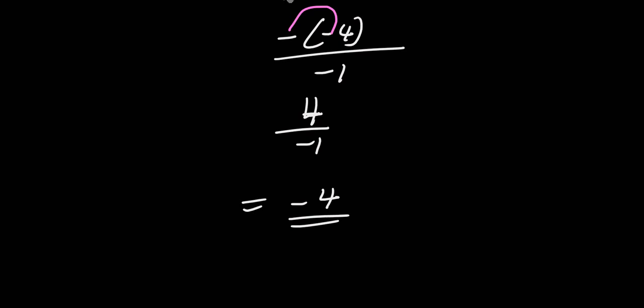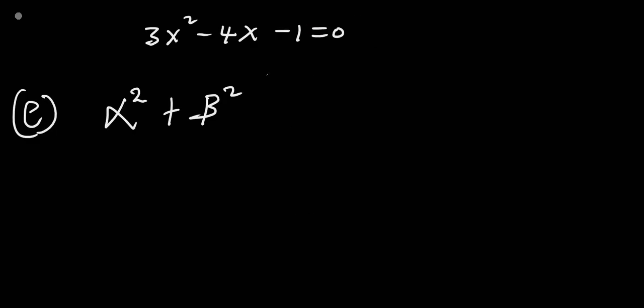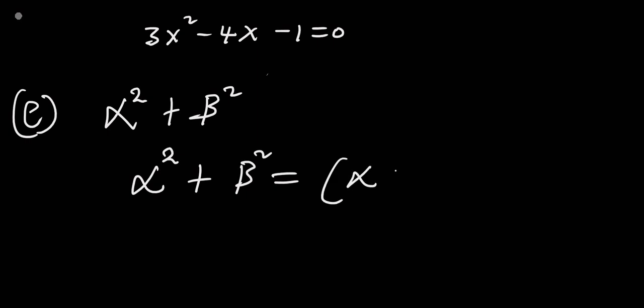All right, let's go on to the next one. Question E, alpha squared plus beta squared. To solve this problem, all we have to do is to write down the formula for alpha squared plus beta squared, or we can simply factor this, and it becomes alpha plus beta squared negative 2 alpha beta.